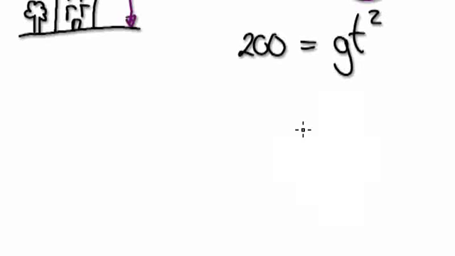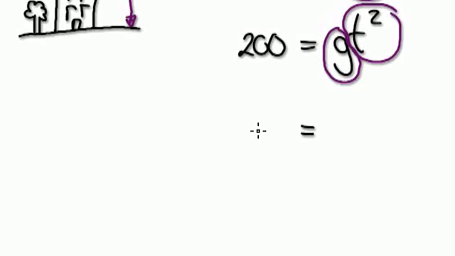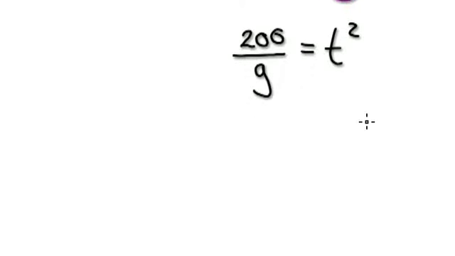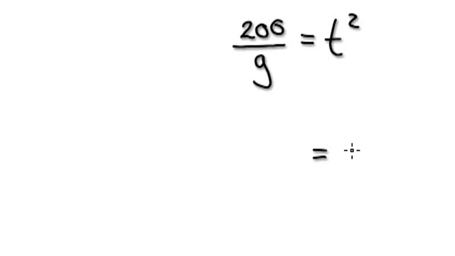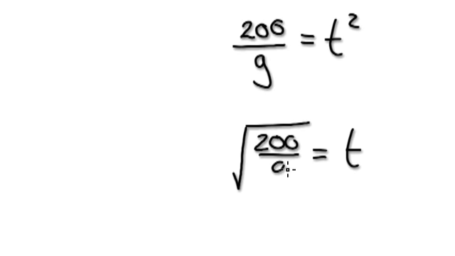Now imagine this as being g multiplying with this bubble here. So divide both sides by g. So it would be 200 over g equals t squared. Now square root both sides. If you square root the right hand side, it will be t. On the left hand side, take that thing down and then square root it. So the time is given by the square root of 200 over g.